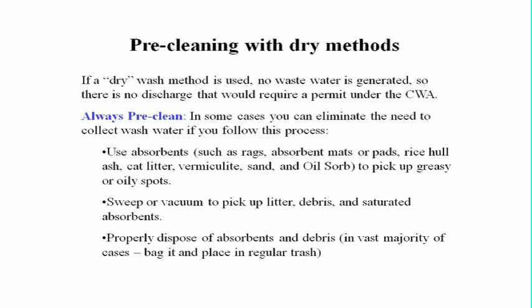If a dry method is used, no wastewater is generated, so discharge would require a permit under the Clean Water Act. But where you dispose of that waste may be regulated. Always pre-clean. In some cases, you can eliminate the need to collect wastewater if you follow this process. Use absorbents such as rags, absorbent mats, pads, rice hulls, kitty litter, sand, and oil soap to pick up greasy or oily spots. Sweep or vacuum, pick up litter, debris, and saturated absorbents. Properly dispose of absorbents and debris. In the vast majority of cases, bag it and place it in the regular trash.